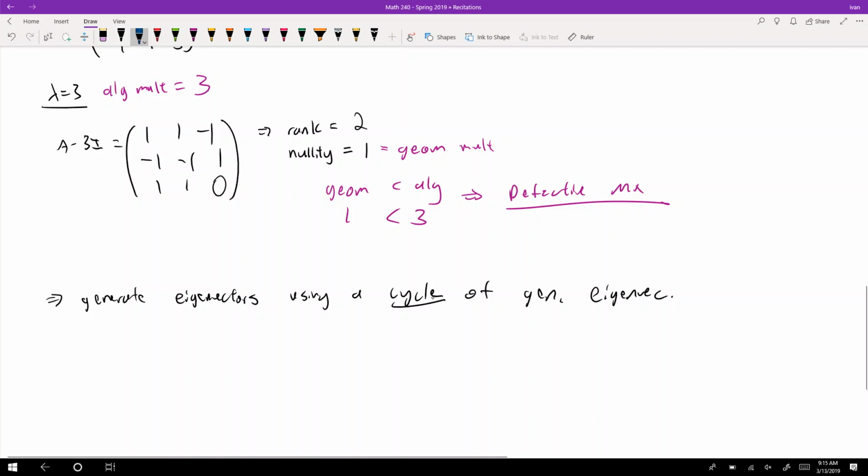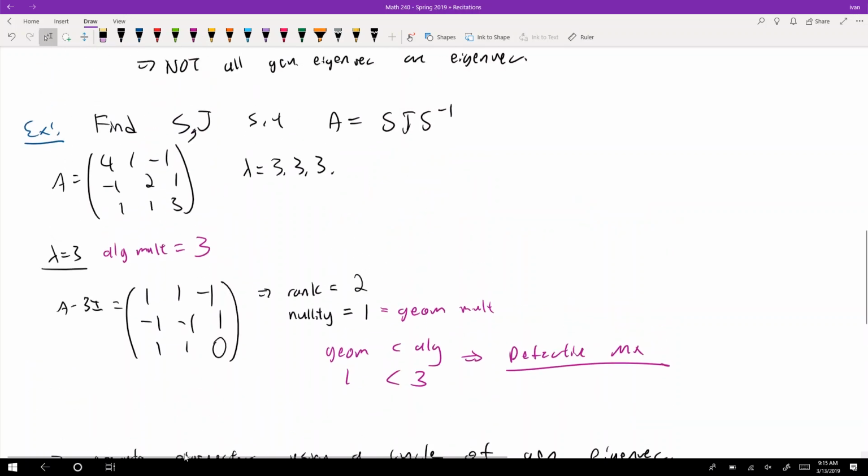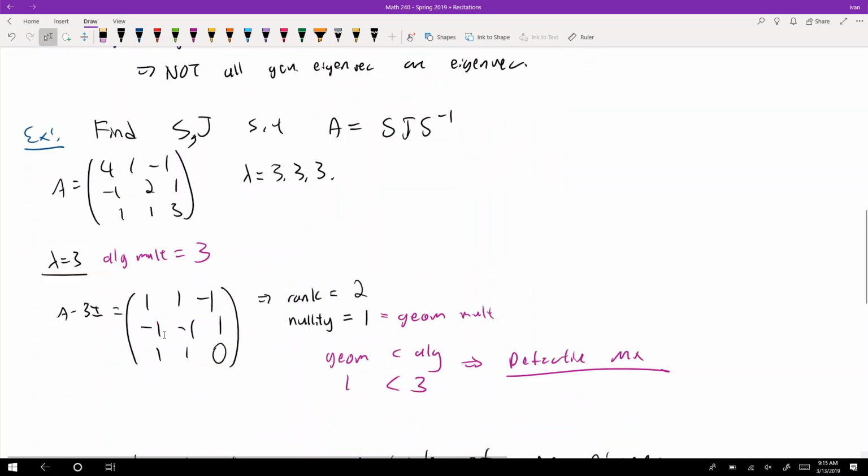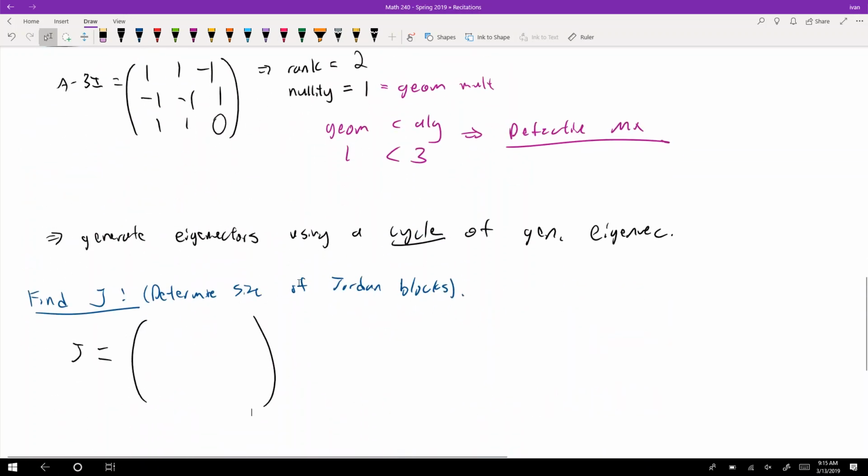The first step is to just find J. And in this step, we want to determine the size of your Jordan blocks. So we want to find J. And how do we do that? Well, J is equal to this matrix, and A is equal to SJS inverse. J is going to be very similar to D in that your eigenvalues are going to be on the diagonal. So in this case, what are my eigenvalues? Well, they're 3, 3, 3.